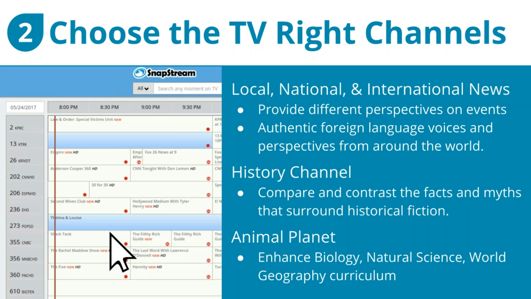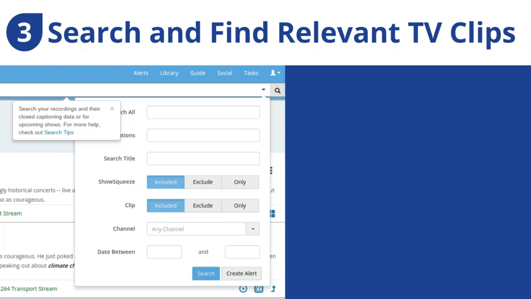And of course, also relevant for live viewing, relevant content is being able to see historical events as they unfold. And of course, in the current political climate, there's a lot of real-time events that unfold on television. So SnapStream makes it really easy to do that.